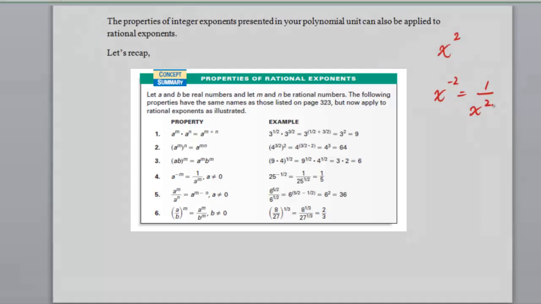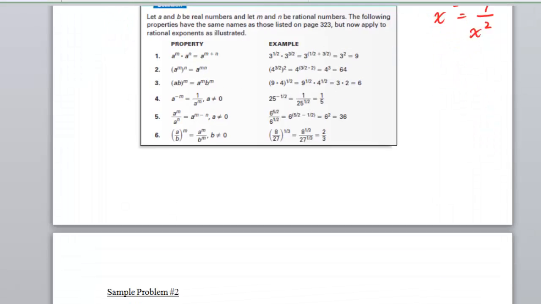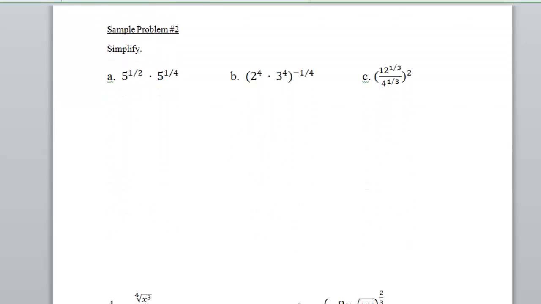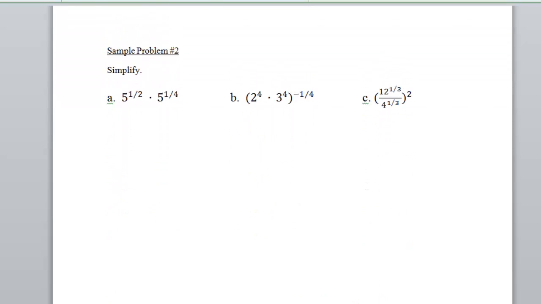So as we go forward into the next page here, we have 5 problems in sample 2 for you to work. So go ahead and give each of these a chance.